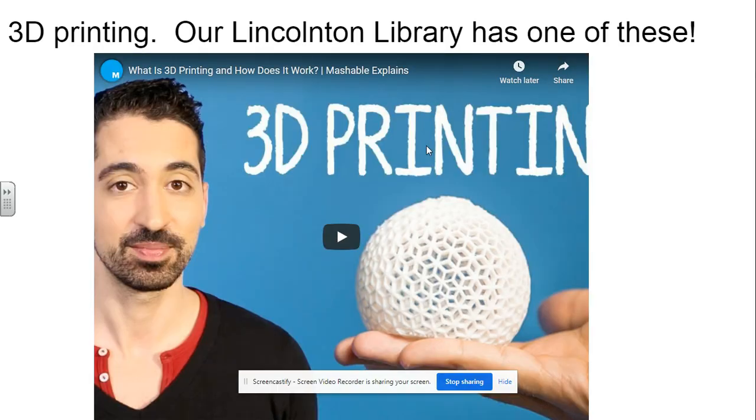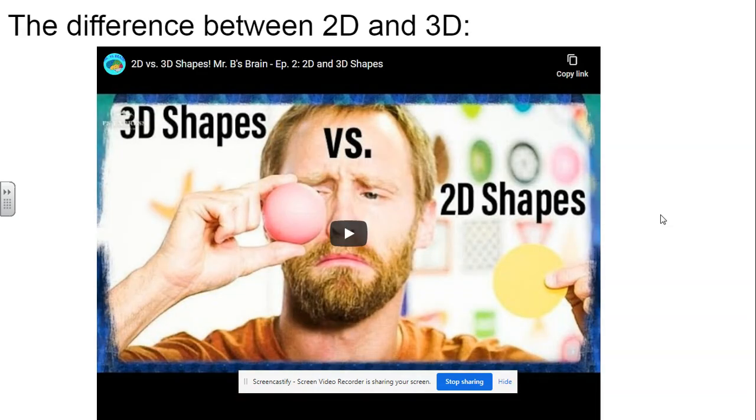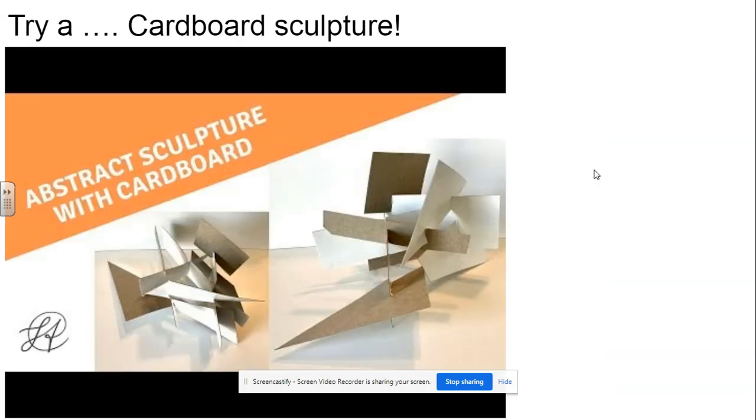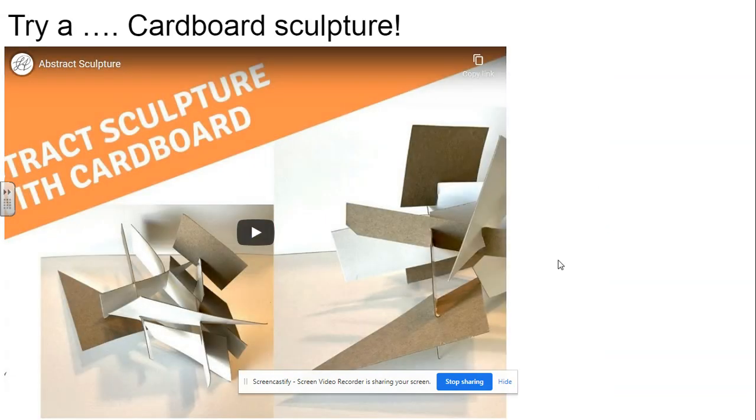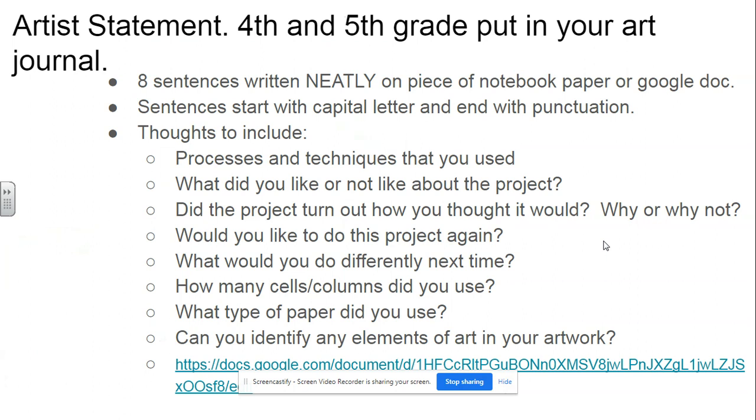Here is a video on 3D printing. I think these are so awesome. And our very own Lincoln Library has one of these. They are not open just quite yet, but if you're ever in there, whenever you walk in over to the far right, they have the 3D printer over there. This is also a cute video, and it's going to talk about the difference in 3D and 2D. Here is that abstract sculpture with cardboard, and for that, all you need is like a cereal box or a Swiss cake roll box if you're at my house, and some scissors, and you can make a sculpture.